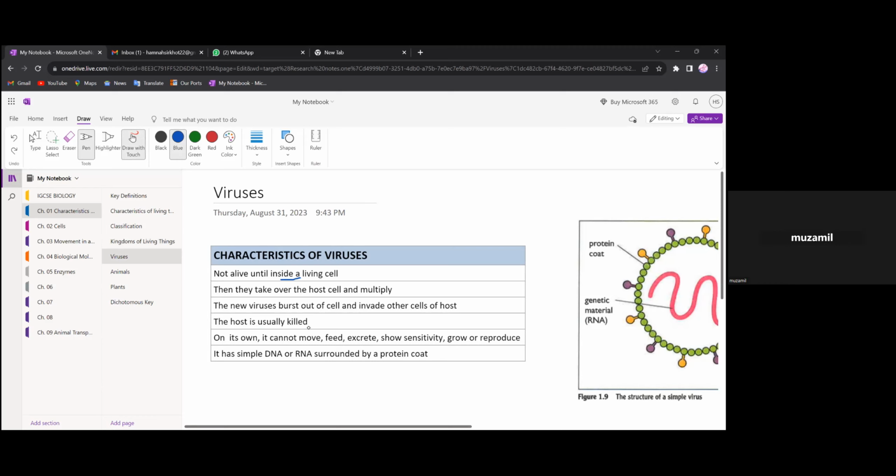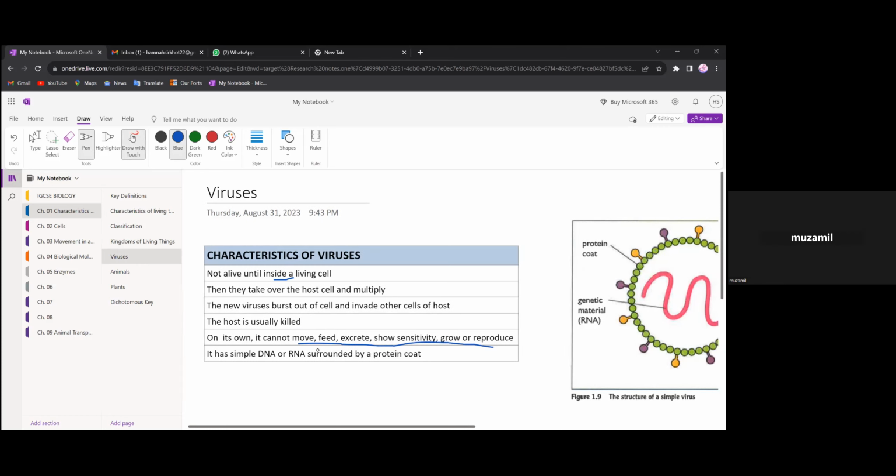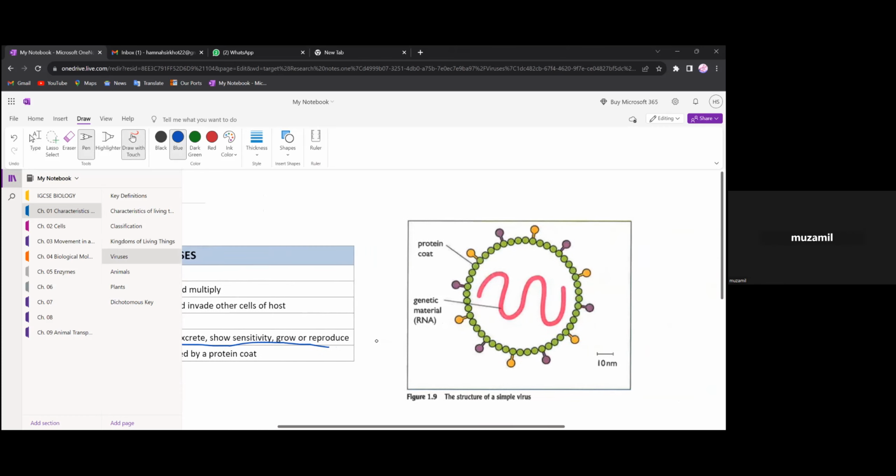And the virus cannot move, feed, excrete, or grow. All of the things that we studied: movement, nutrition, excretion, sensitivity, growth, reproduction. This is Mrs. Gren, right? A virus on its own cannot perform Mrs. Gren, cannot do all the Mrs. Gren things, right?